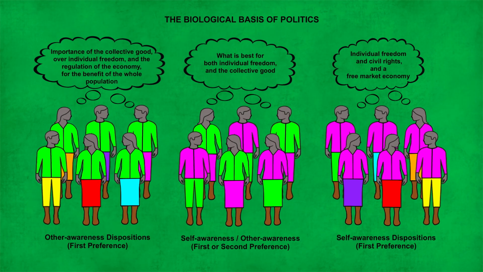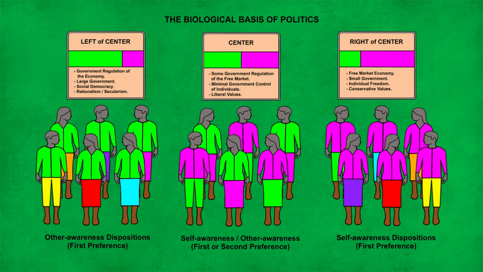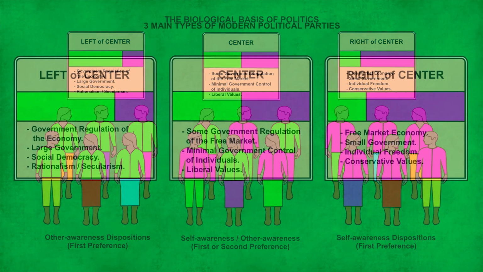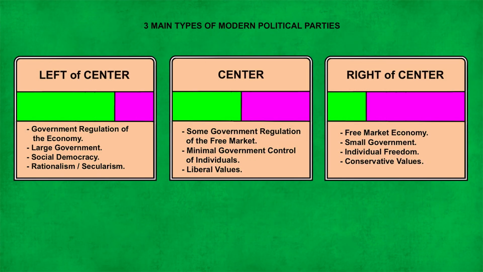So we have these three main groups of any population, which in modern democratic cultures create the three main types of political parties: a centre party, a right of centre party, and a left of centre party, each of which has a philosophy and a set of policies and programs, which are a manifestation of the dispositions of each corresponding group, as we see here.